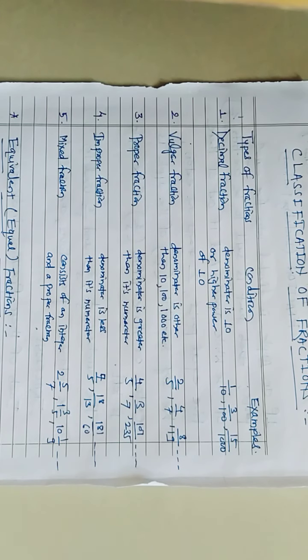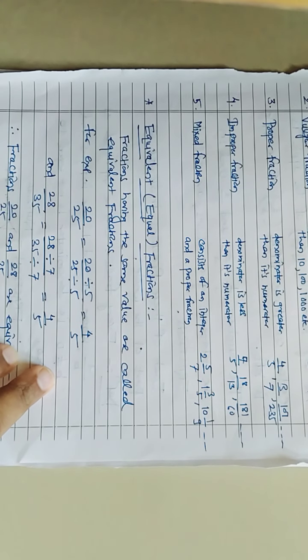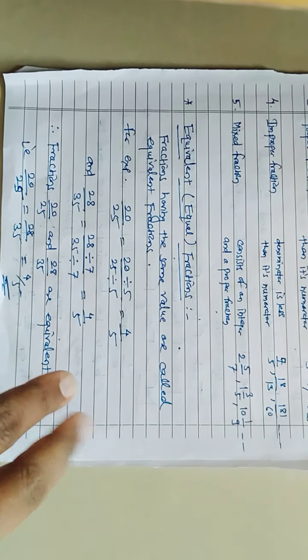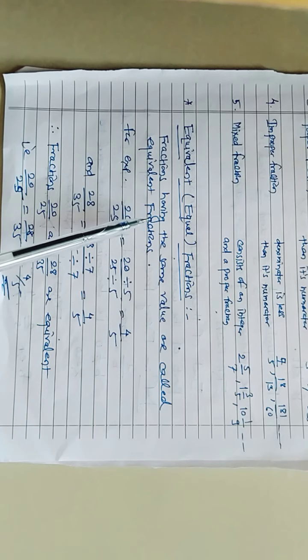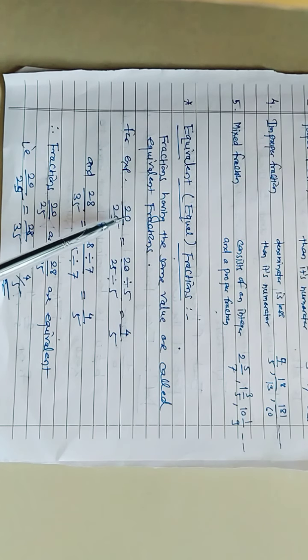Now after this we will see the next important definition, equivalent or equal fractions. Fractions having the same value are called equivalent fractions. For example, see 20/25: numerator 20, denominator 25, both are in the table of 5, or both these numbers are divisible by 5. So 20 divided by 5, 25 divided by 5, we will get the lowest term, that is 4/5.